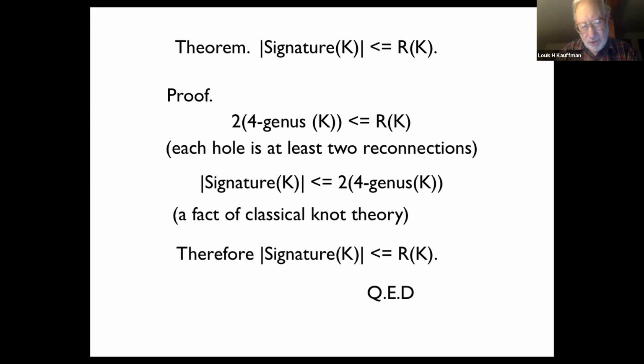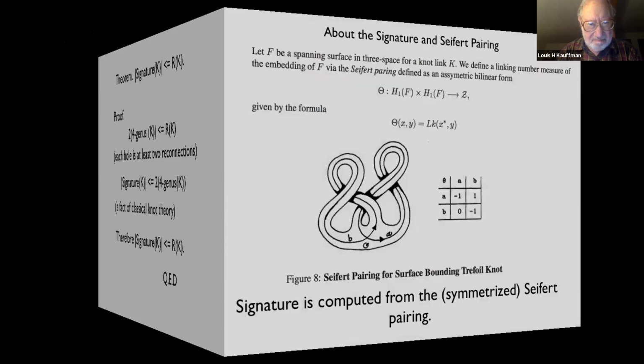Signature of the trefoil is 2, so that's a proof that the trefoil really needs 2. And the signature of 6-2 is also in absolute value 2. So that proves that 6-2 needs 2. And therefore, its reconnection number is 2. R of k is the reconnection number. It's the least number of oriented saddle transitions needed to undo the knot.